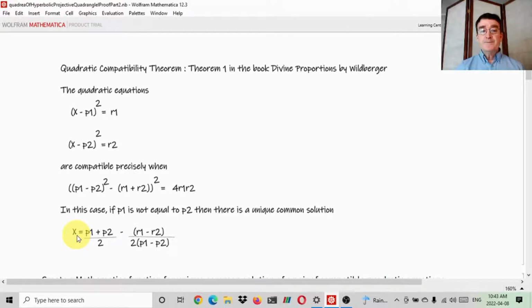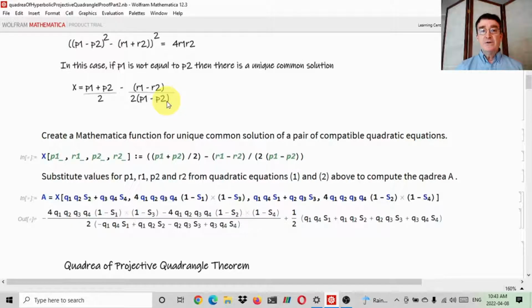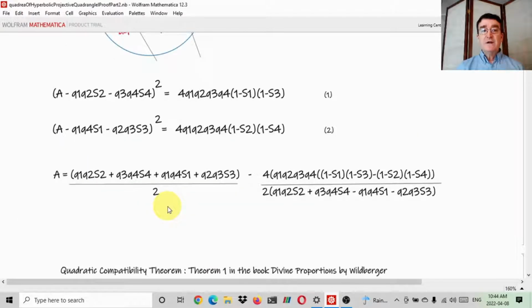And we'll do the same thing as last time in part 1. We're going to create a function in Mathematica, where we'll pass in the variables p1, r1, p2, and r2. And this is the definition of this function, and it matches the definition in the quadratic compatibility theorem. Next, we will compute the quantity A, the quadrea of the projective quadrangle, by replacing p1, r1, p2, and r2 with the quantities from these two equations, equation 1 and equation 2.